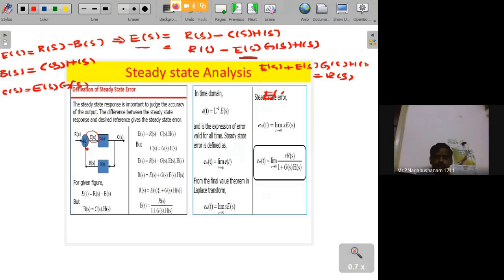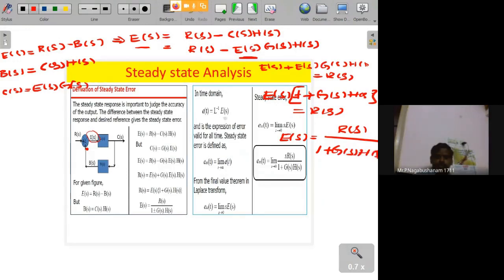Make E of S a common factor: E of S into 1 plus G of S, H of S equals R of S. But I want the error signal in Laplace, which is equal to R of S divided by 1 plus G of S into H of S if it is negative feedback, and 1 minus G of S into H of S if it is positive. This is the derivation, and this is the E of S. If it is a negative symbol, you will get positive, and if it is a positive feedback, you will get negative. That is the difference.